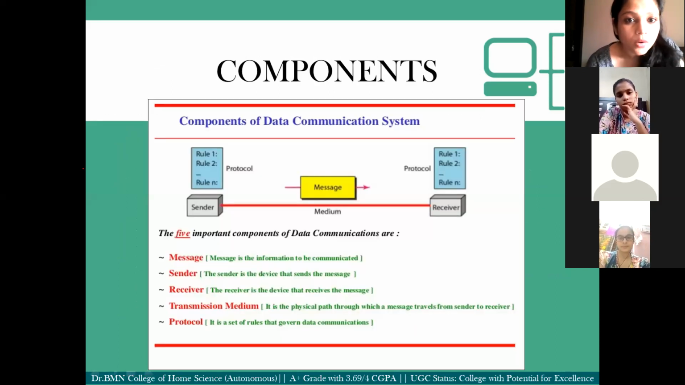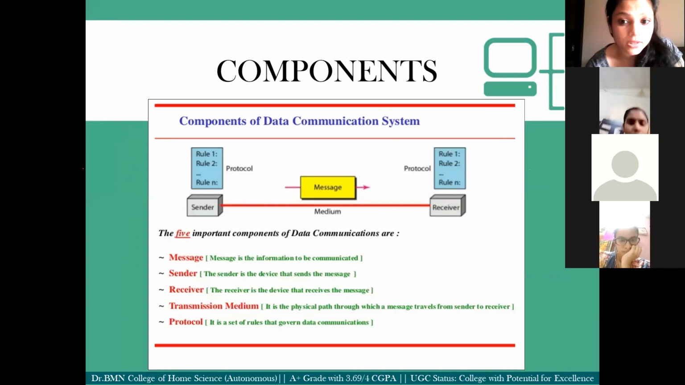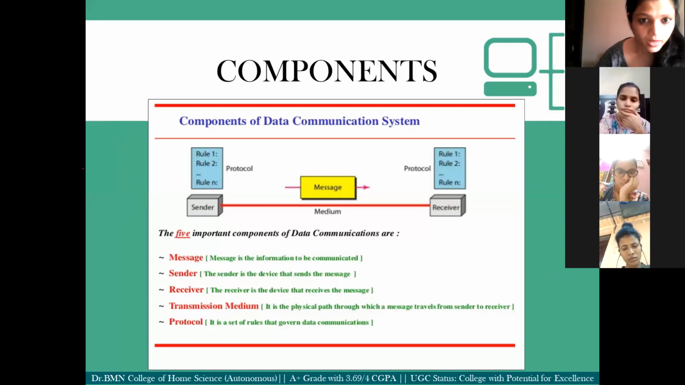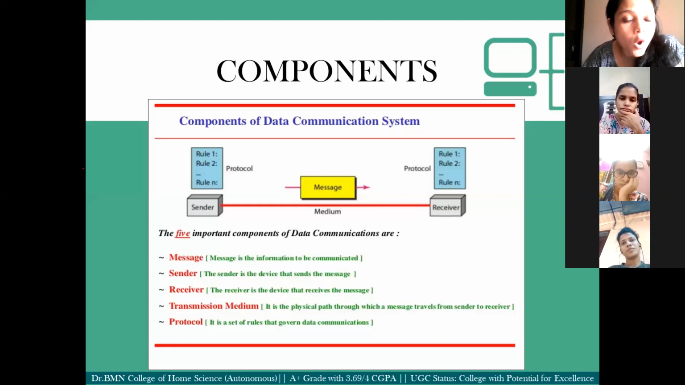All right. Now, here we come to components of data communication systems. As you can see in the diagram, there is a party known as the sender. There's another party which is known as the receiver. Then there is the medium on which your message would be traveling. And then there is something called a protocol. Now, there are 5 components of data communications which are listed below. I hope you all can see the PPT slide.